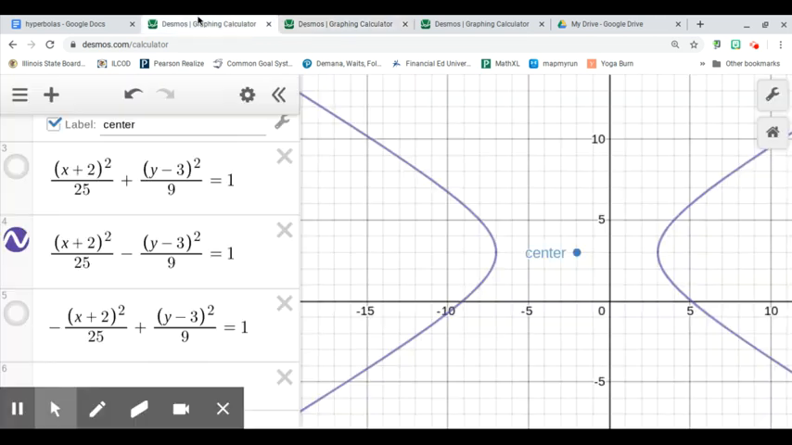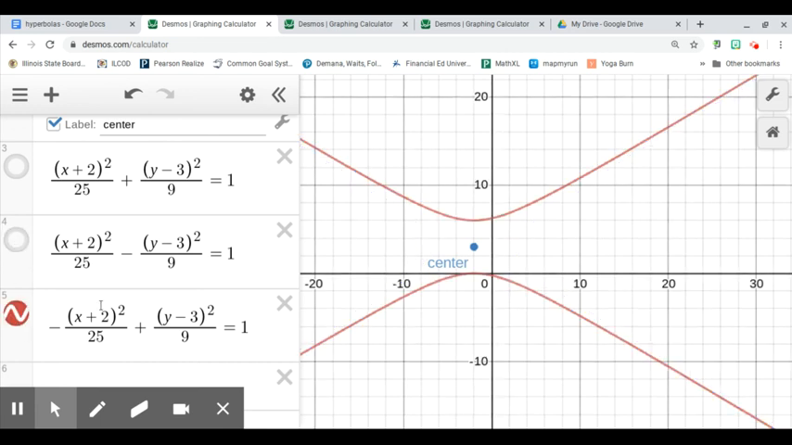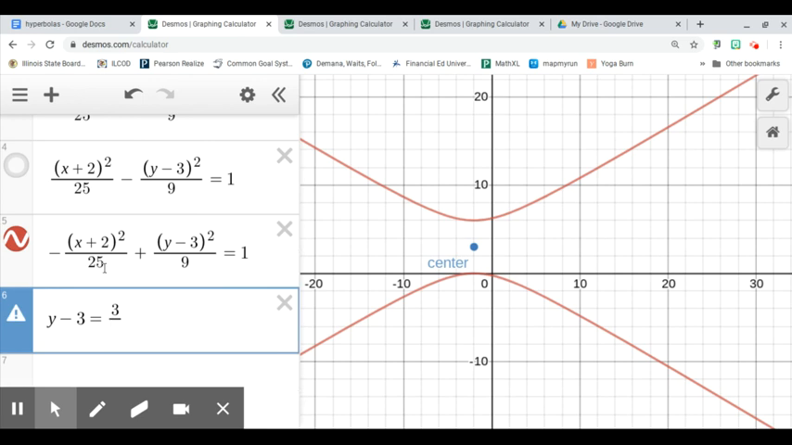If I went back to one of these graphs right here, I have this guy. I'm going to do the up and down one. Okay, so what I'm going to do now, just for the heck of it, I am going to type in the asymptote. So I start with y minus 3 equals, and then I'm going to do the positive slope. So let's see, b will be 3 over a will be 5. And then my x is x plus 2 because the center is shifted to the left too. Yep, that blue line is sure a hugger.